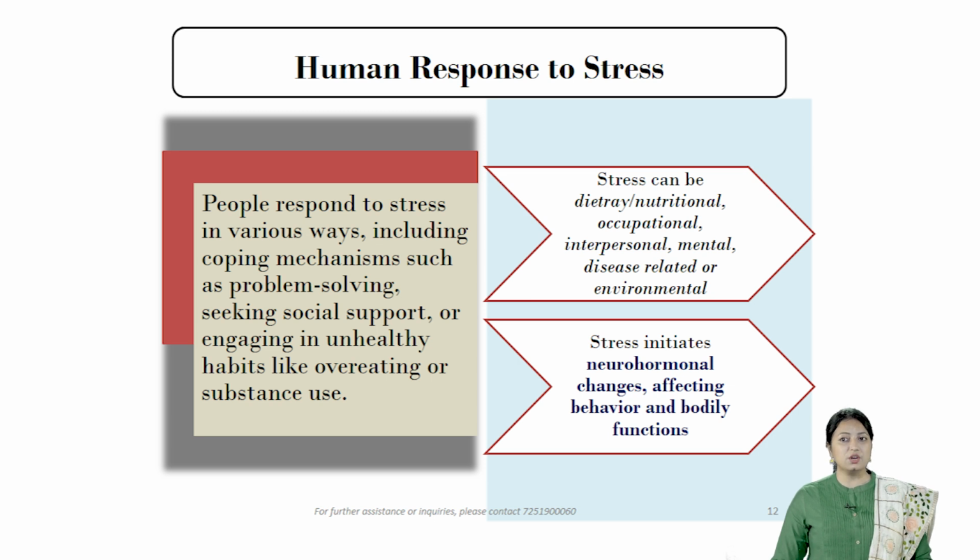Stress initiates neurohormonal changes affecting behavior and bodily functions. Both external and internal stressors trigger similar responses in the body and mind, involving neurotransmitters that coordinate the body's reaction to maintain internal balance. Stress initially activates the immune system to combat perceived threats, but can weaken it over time with prolonged exposure.